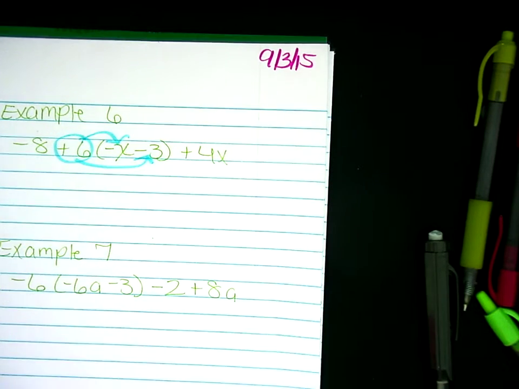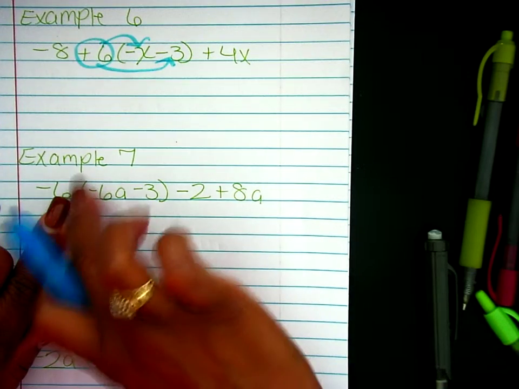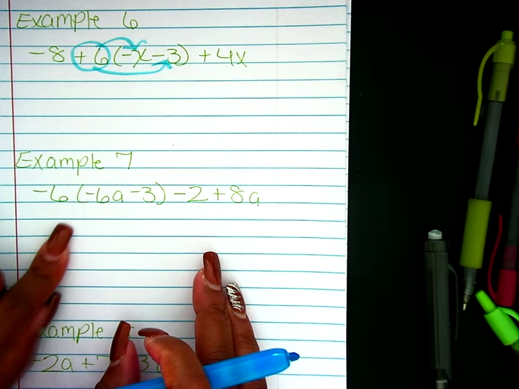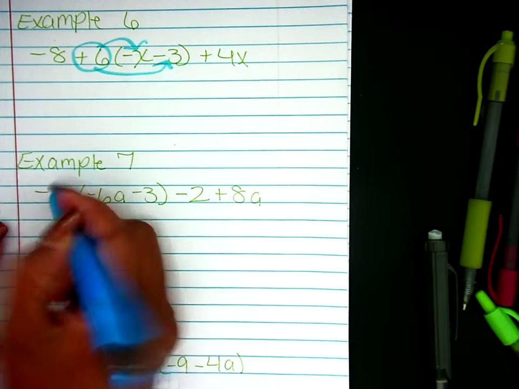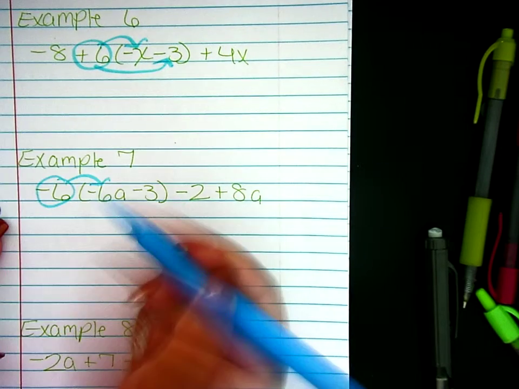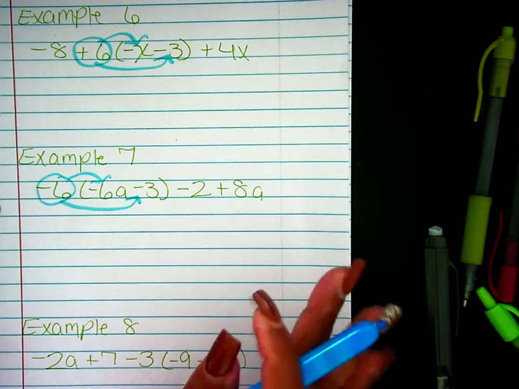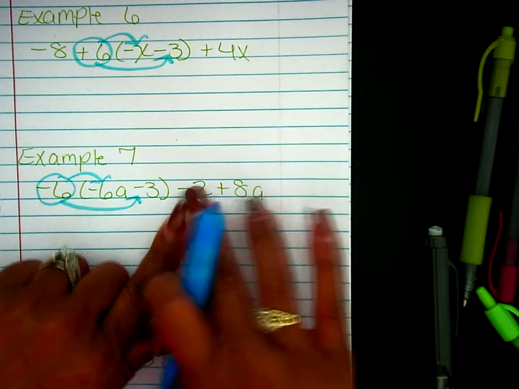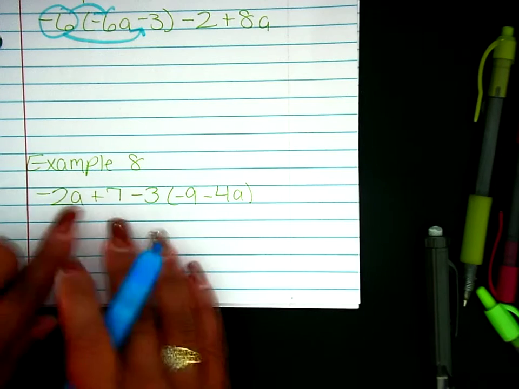Okay. Example 7. You see it's negative 6 times. There's nothing written there, meaning it's times. There's no subtraction there, nor addition. So that means I'm going to multiply negative 6 times negative 6a as well as negative 6 times negative 3. Okay, that's the first part. This right here, I'm just going to bring that down. You'll see it later.